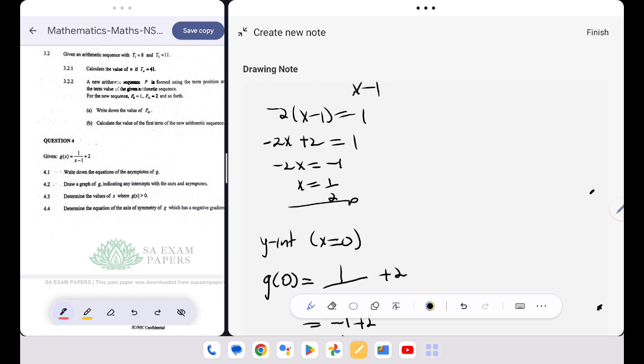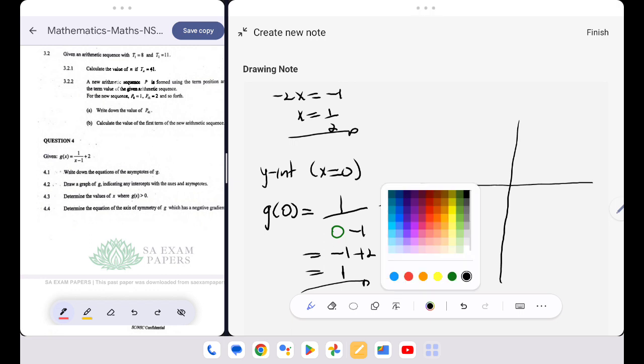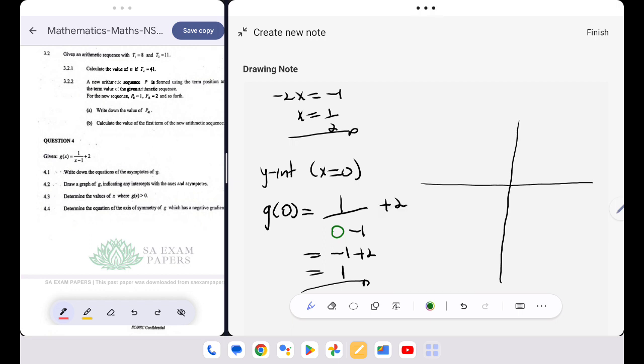So for me to draw my function, it will be much simpler now, because I do have the asymptotes and my intercepts. My function will be like this. My asymptotes, let me draw them in green. I know that x is 1, so here x is 1, y is 2.